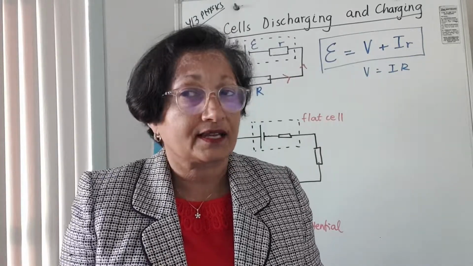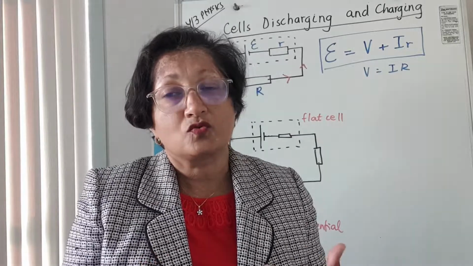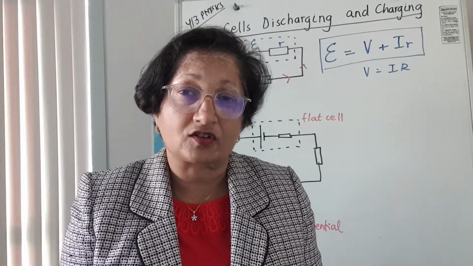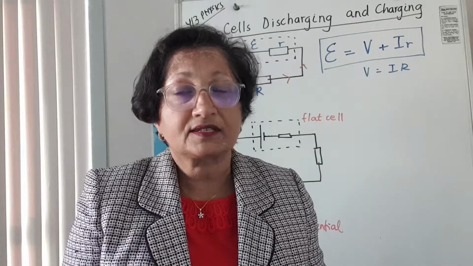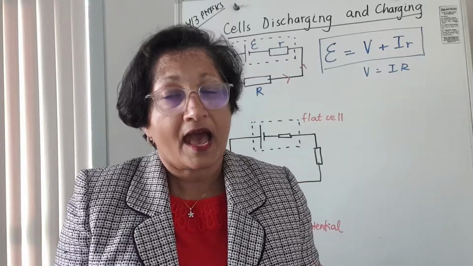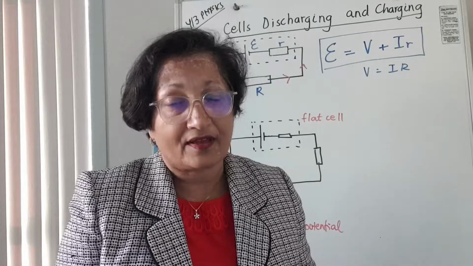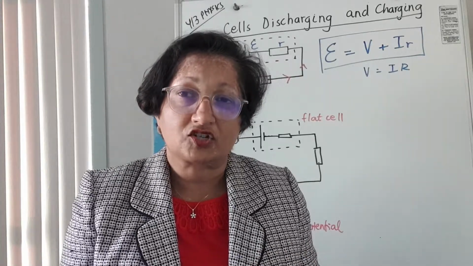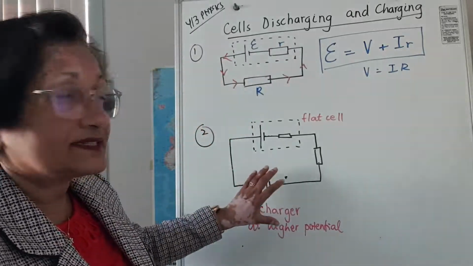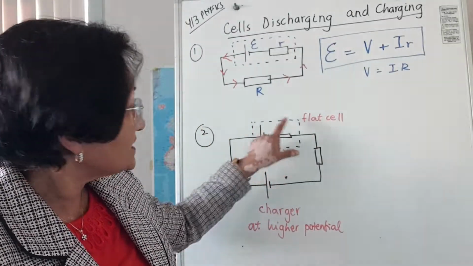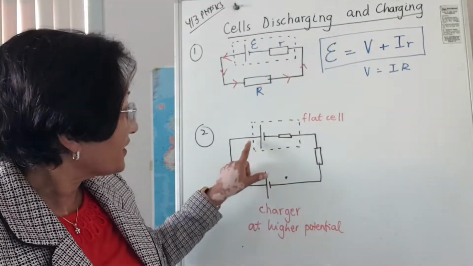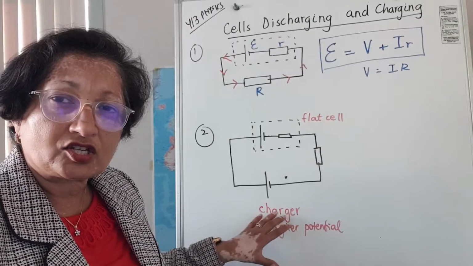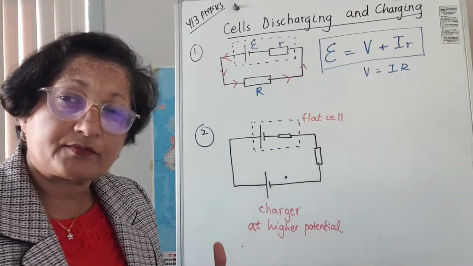The way that you connect the leads when you are charging a flat cell, you need to be really careful, because in this case the positive is connected to the positive and the negative to the negative. The new cell, the charger, will always be at a higher potential. I've got a second diagram here. This is your flat cell, which needs to be charged up. It's connected to a charger. The charger is always at a higher potential.